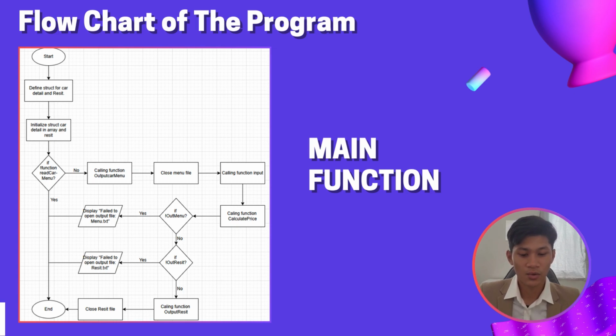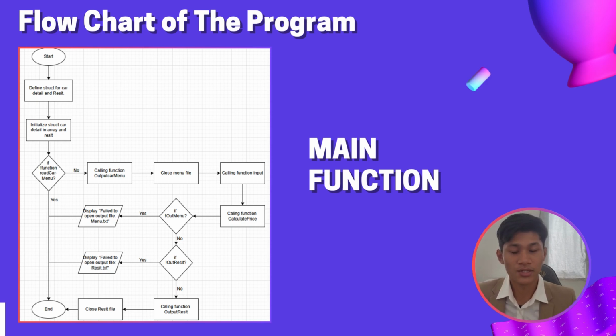This function will allow the customer to key in the details of which car they want to rent, and the details of the customer like their IC number, name and date. And then we continue with the new function, which is calculate price. This function will not be seen by the customer because it calculates in the background. Afterwards, if the menu file can be output, we continue to check whether the receipt file can be output or not.